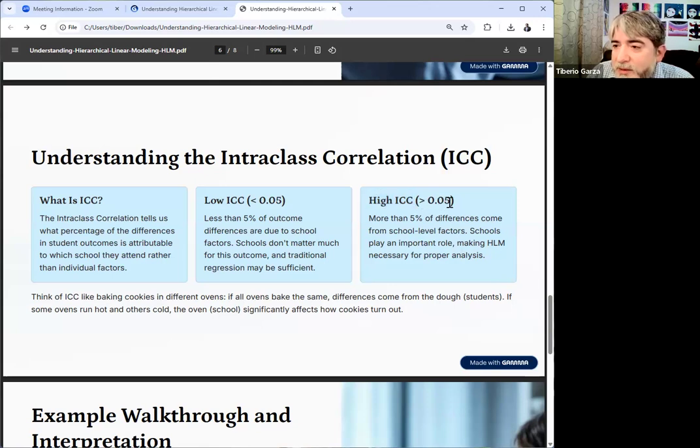If it's greater than 0.05, again, these will be in the results of your Stata code, so if more than 5% of differences come from school level factors, then we'll recognize that schools play an important role. This makes HLM necessary, very needed. So this would be our quantitative way, through ICC, to verify if we need to use HLM.